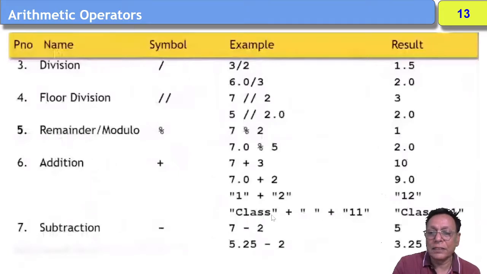Likewise, class plus space plus 11 will give you class 11. Like this, 7 minus 2 is equal to 5. Obviously, 2 is subtracted from 7, and that is why it gives 5, and 5.25 minus 2 will give you 3.25 as the subtraction output.